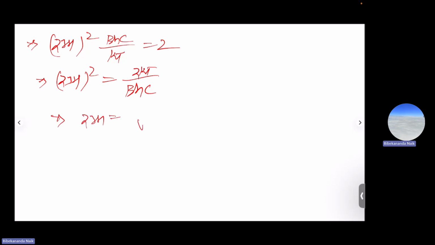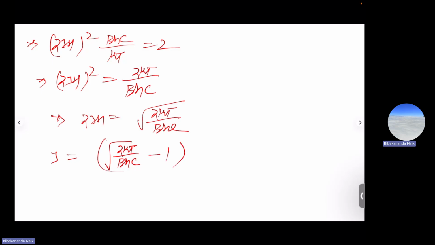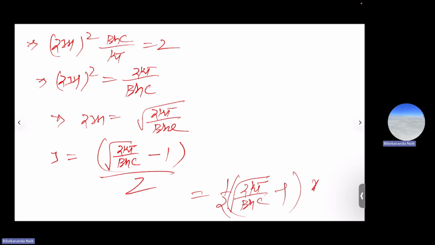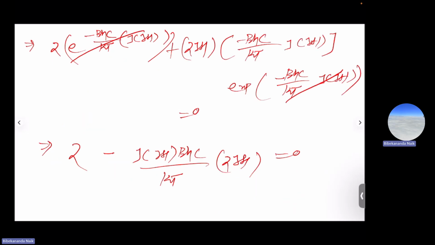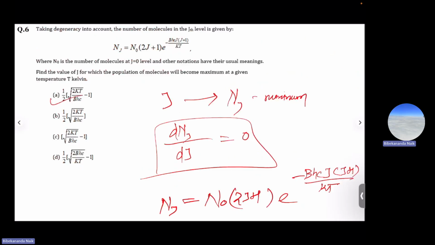So 2j plus 1 will be root over 2kT divided by bhc. So j will be root over 2kT divided by bhc minus 1, divided by 2. So that is half times root over 2kT by bhc minus 1. So the correct answer will be half of root 2kT by bhc minus 1. So the correct option will be option A.